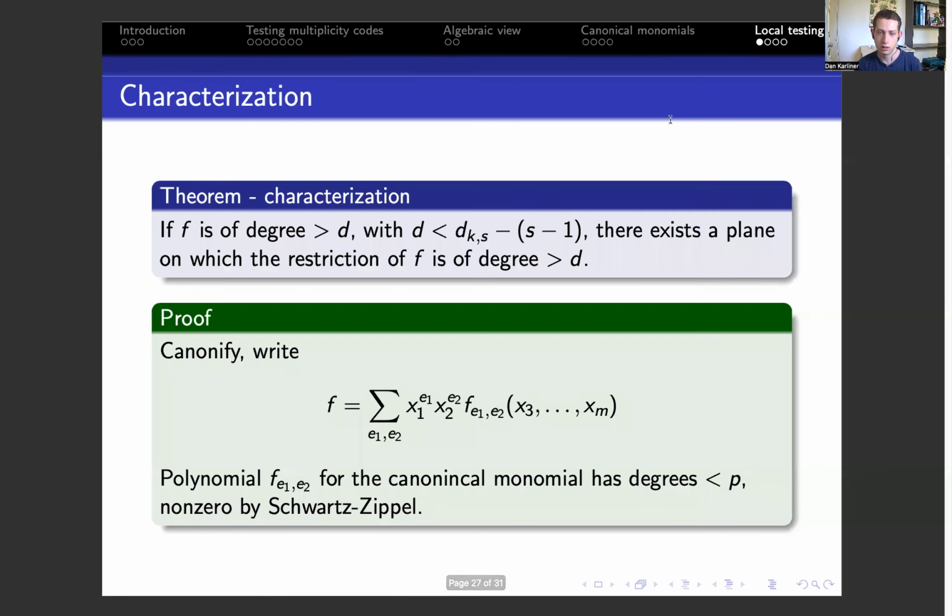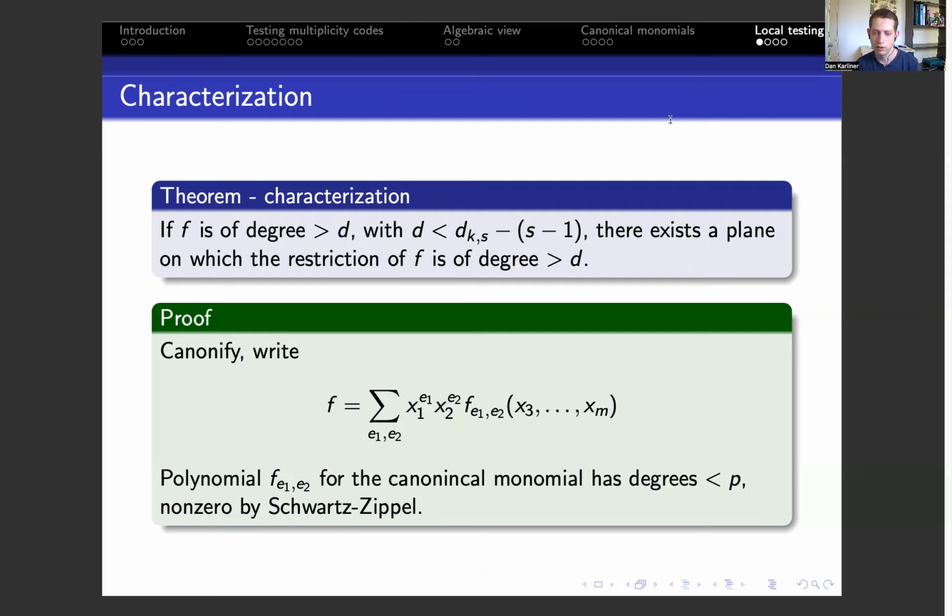Okay, so from this result, it's pretty easy to show what we call characterization. That is showing that there's at least one subspace where the degree is large. The way we do this is we first transfer f to this canonical monomial form, and then expand it out as a polynomial in x1 and x2, where the coefficients are polynomials in all the other variables.